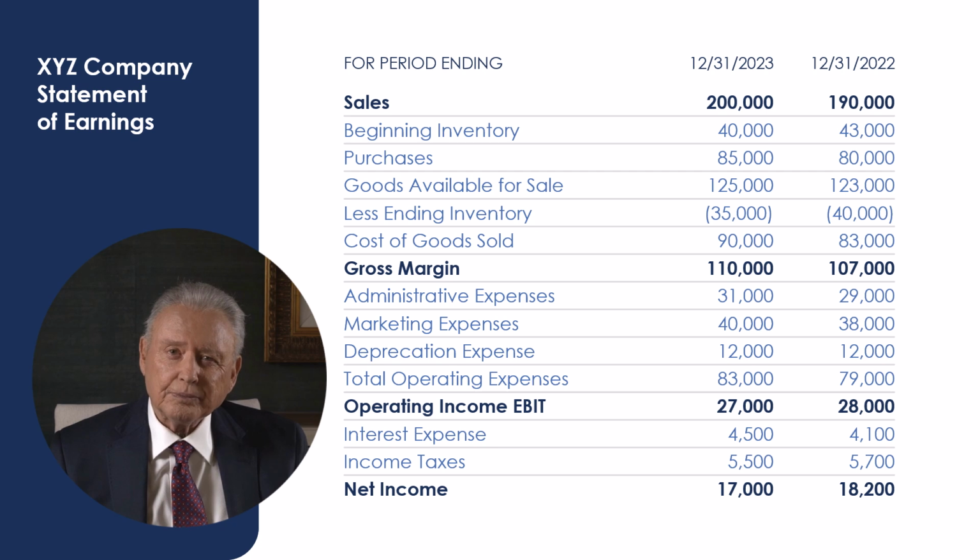In the statement for 2022, we get a cost of sales of $83,000, gross margin of $107,000, operating expenses of $79,000, operating income, or EBIT, of $28,000 and net profit of $18,200.